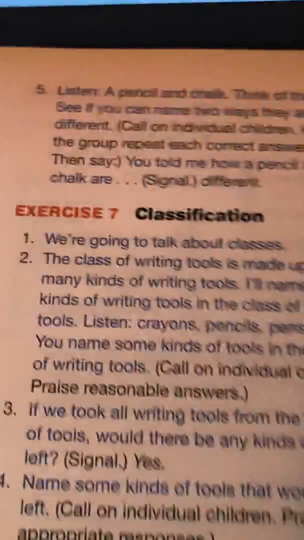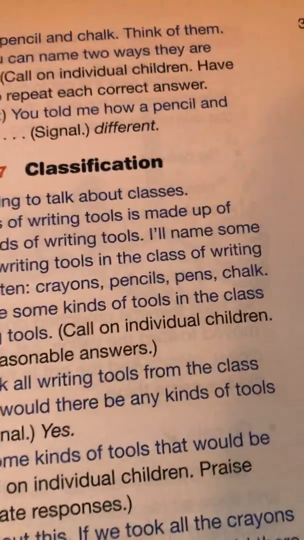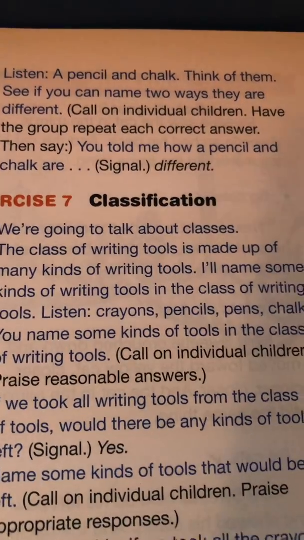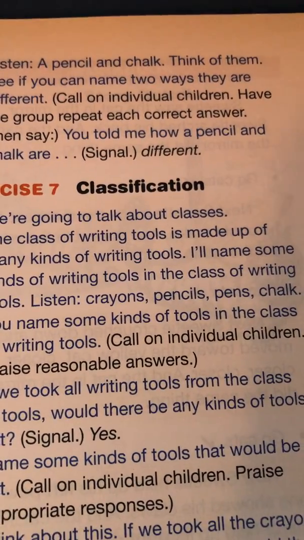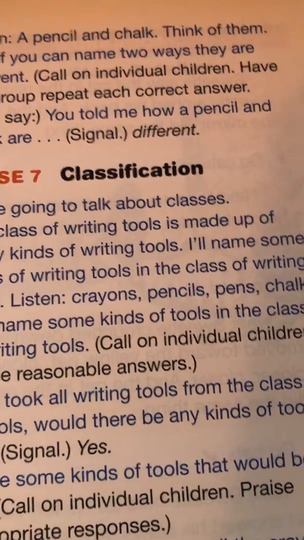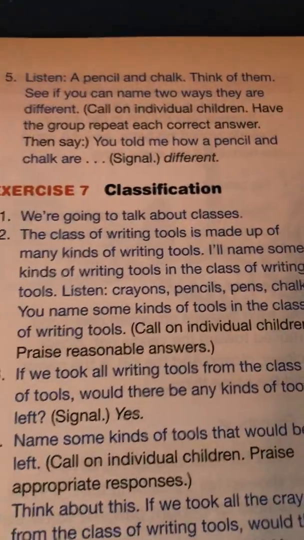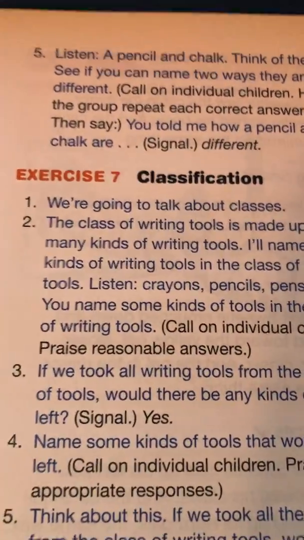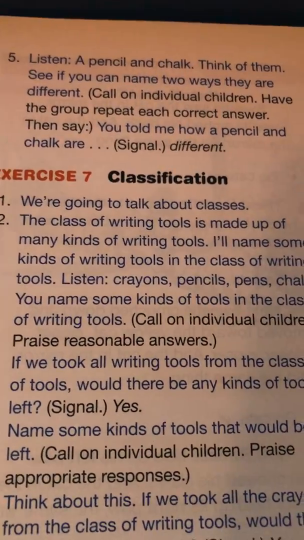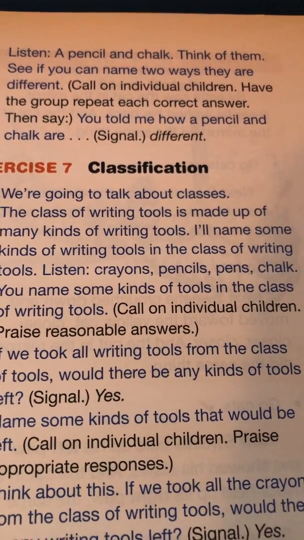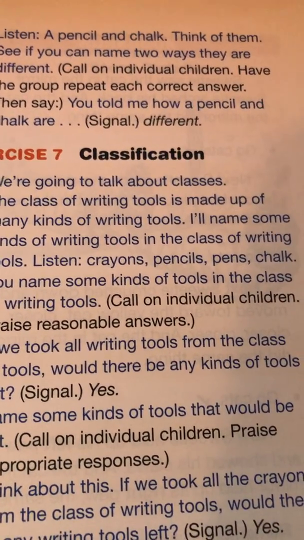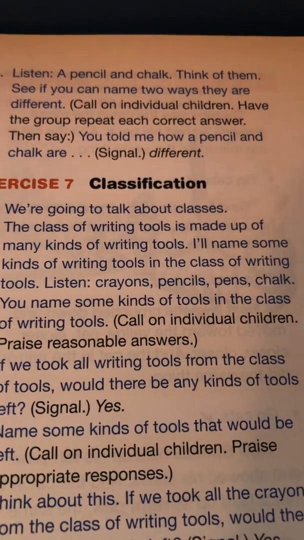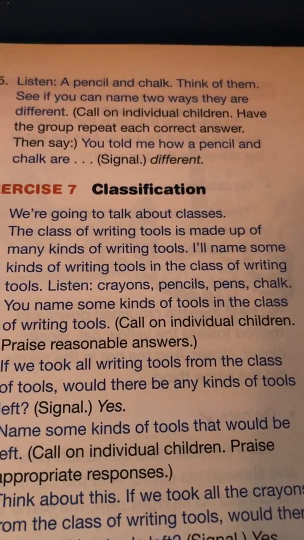Listen, think of two ways that a pencil and chalk are different. Okay, so my two ways are a pencil has lead, but chalk does not have a lead or a point. Remember, we talked about a point from a pencil. So a pencil has a point, but chalk doesn't. And you can use chalk to write on the ground, but not with a pencil.